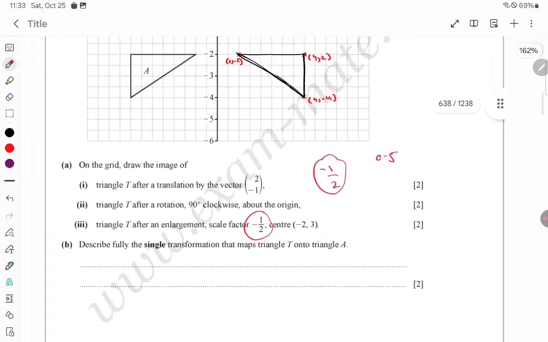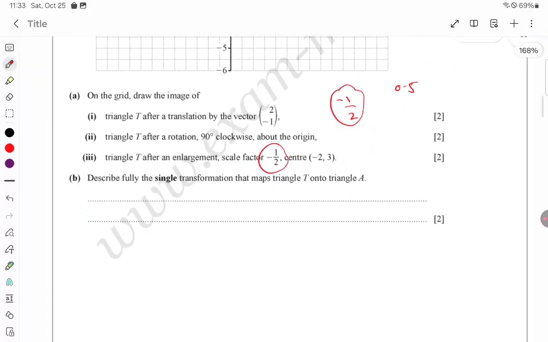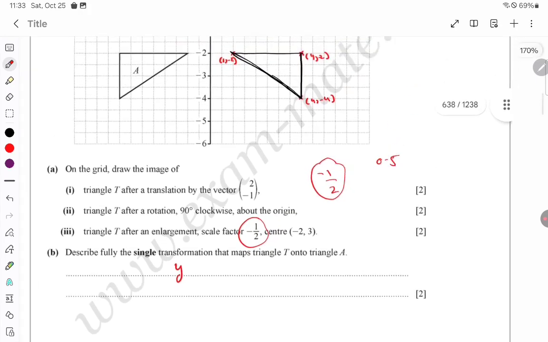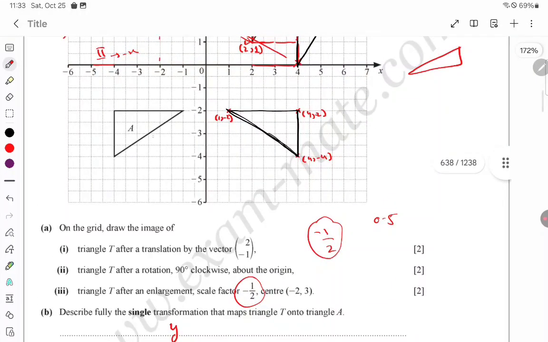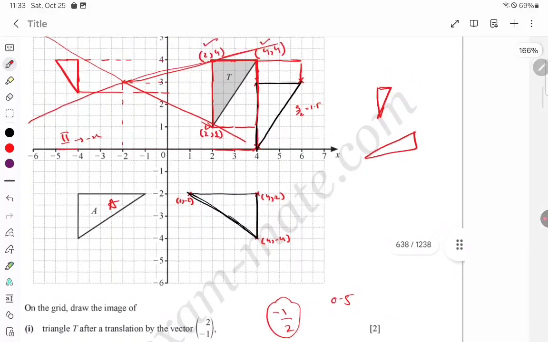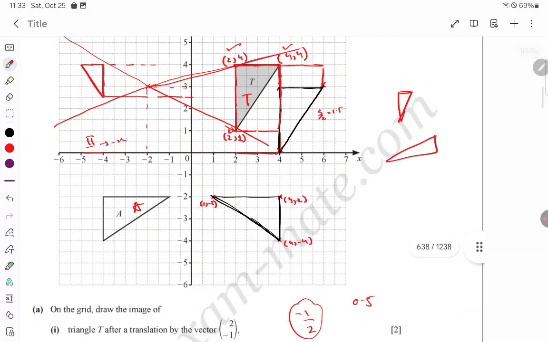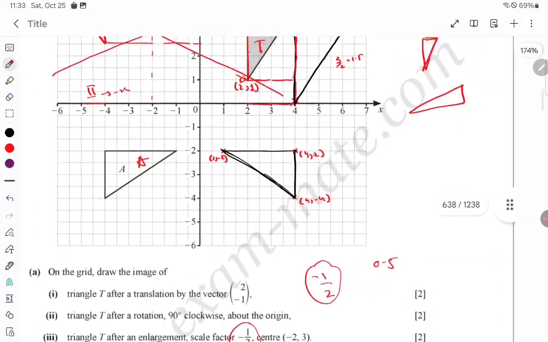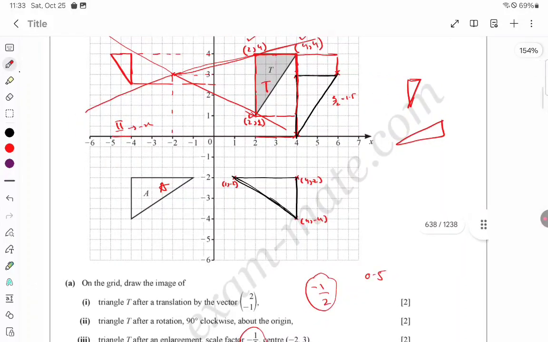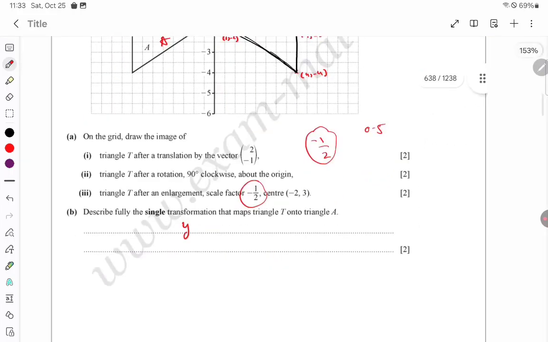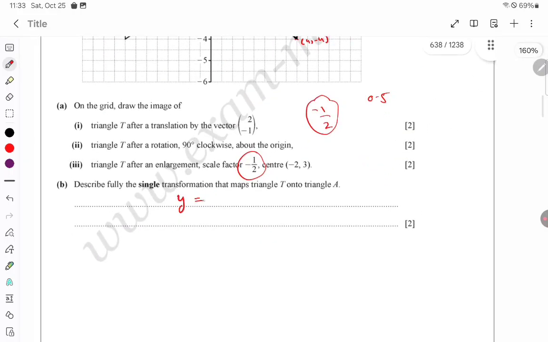Now in the B part, describe fully the single transformation that maps triangle T onto triangle A. We can say that this is our triangle A and this is our triangle T. So in the triangle A, we can say that with respect to triangle T, the x will become the negative. If we talk with respect to x, we can say y will become negative of x.